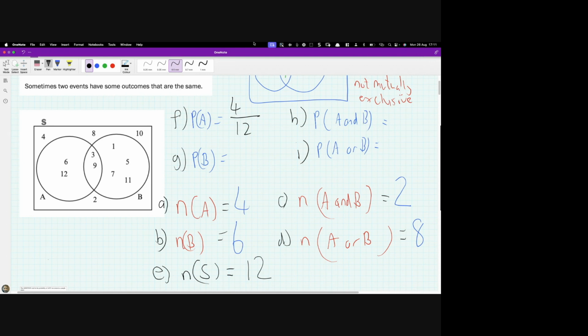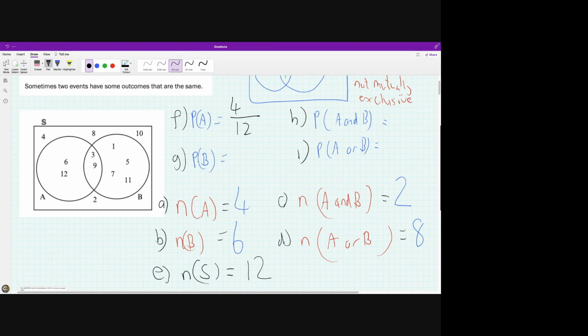I'll give you a little cheat sheet. All of these are going to be out of 12 because that's how many items there are inside the sample space. I want to know, what is the probability? I close my eyes, I put my hand in, and I grab. What's the chance of me getting B? The chance of getting B, I just go and look there. It's 6 out of 12.